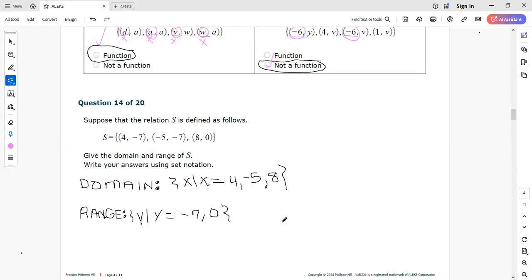For 14, suppose this is given. We have this relation that we're calling S with these 4 ordered pairs. We want to define the domain. Remember, that's our x coordinates, and the range, our y coordinates. So we just want to list them.